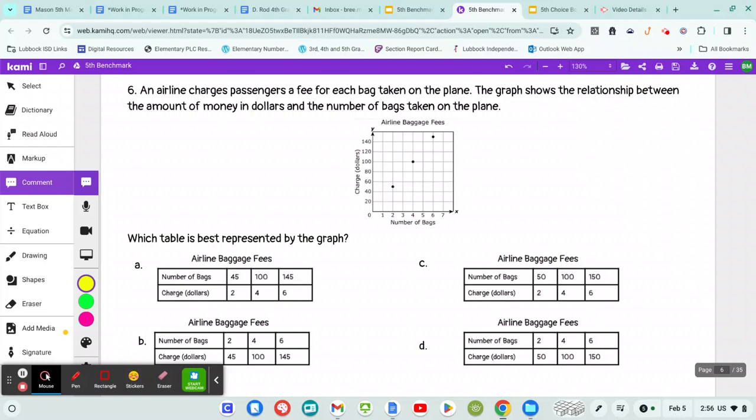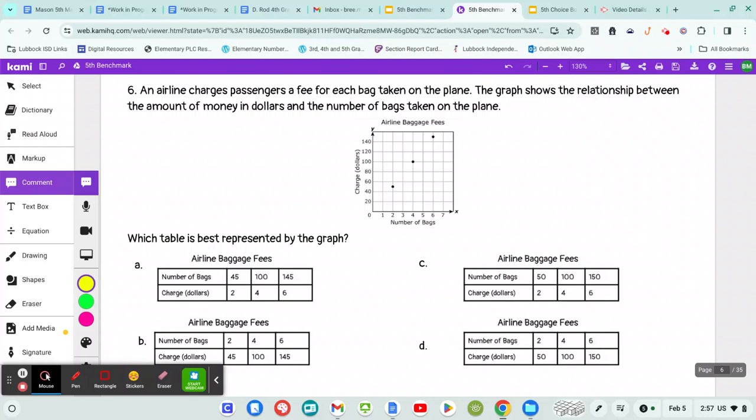This one says an airline charges passengers a fee for each bag taken on the plane. The graph shows the relationship between the amount of money in dollars and the number of bags taken on the plane. Which table best represents the graph?